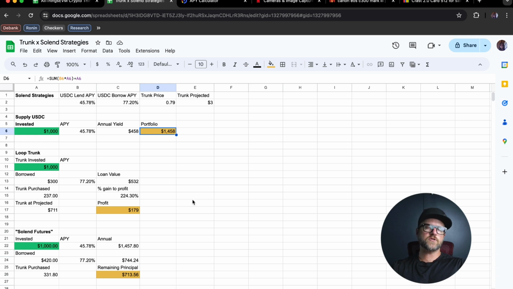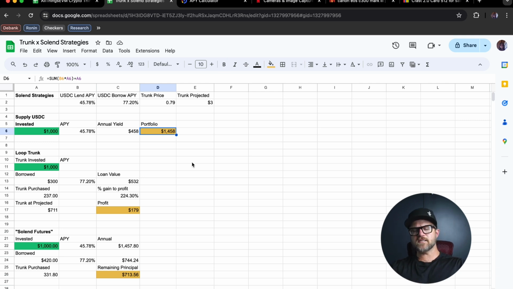I think this is a great tool just for getting in and getting some yield on your USDC, guys. A lot of people are doing this along with some of the other strategies in Solend. This is a great way to create a pool of consistent cash flow in order to DCA into Trunk. So if you've got a large stack of USDC, guys, multiply that $1,000 by 4 or 5x, and then take some of that yield and DCA it into Trunk.